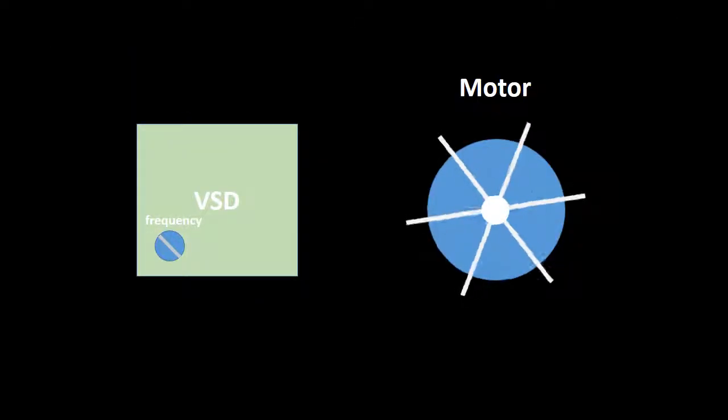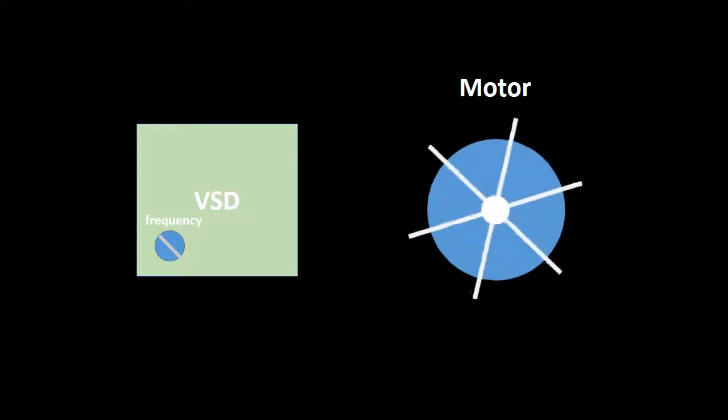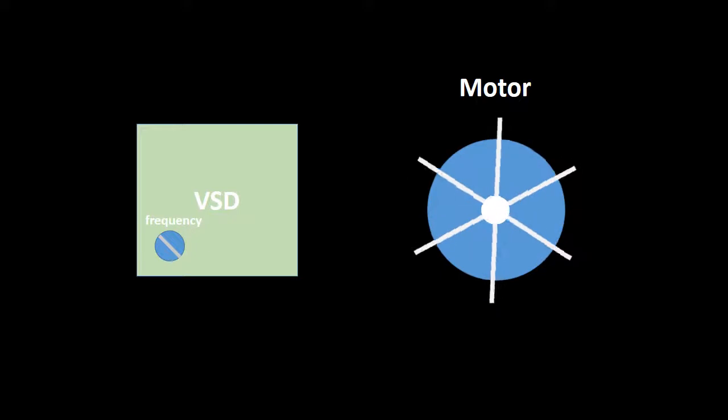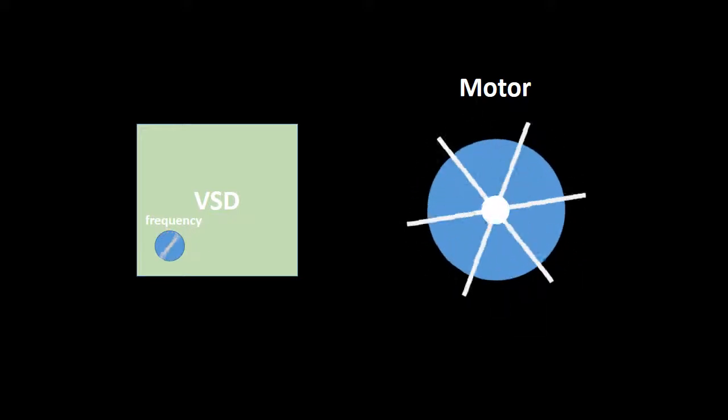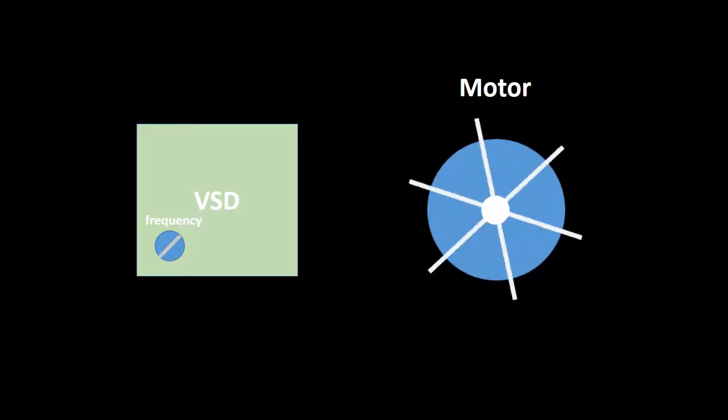Variable speed drives, also known as variable frequency drives or inverter drives, offer variable speed control to AC motors. This is done by creating an AC output of variable frequency. A motor's running speed is proportional to the frequency that you feed it.